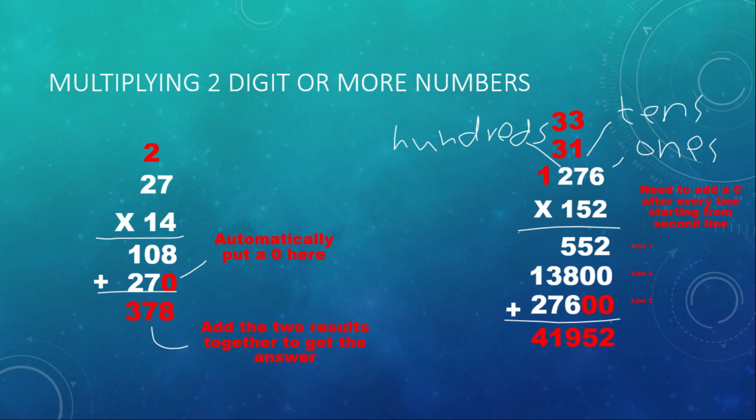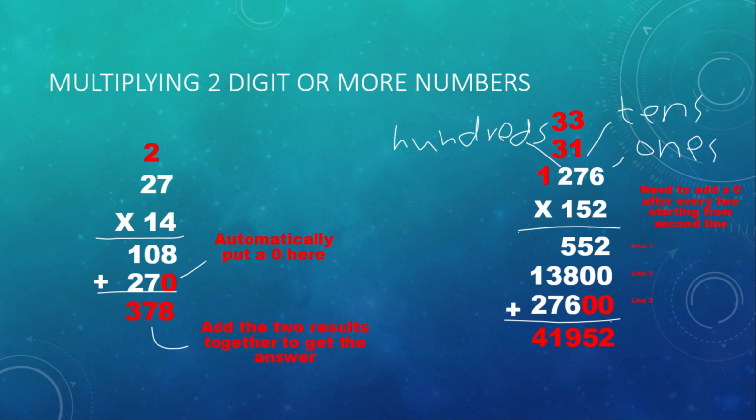Next, you have to start the next line with a 0. Then you continue the same process, 10 times 7 giving you 70, and then finishing it off with 10 times 20 with the result being 270. Finally, you add the two numbers with the final result being 378.